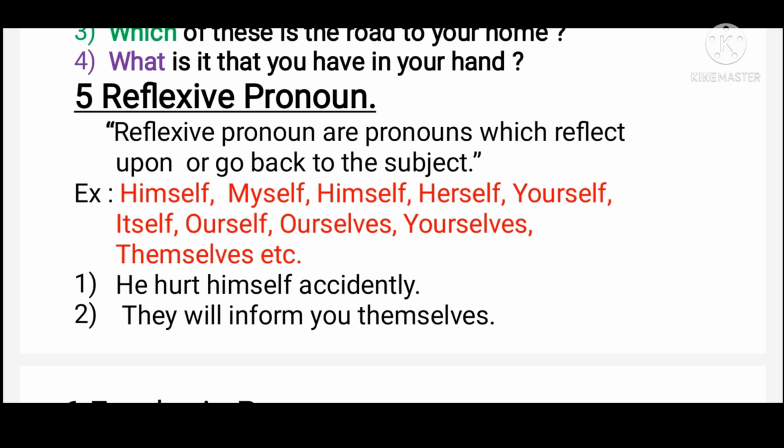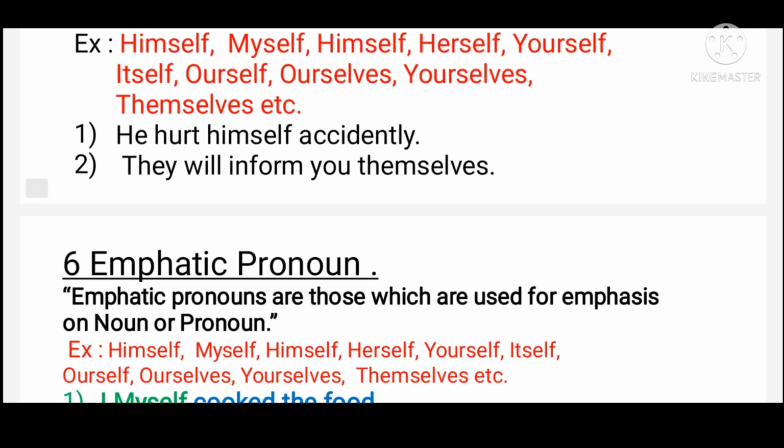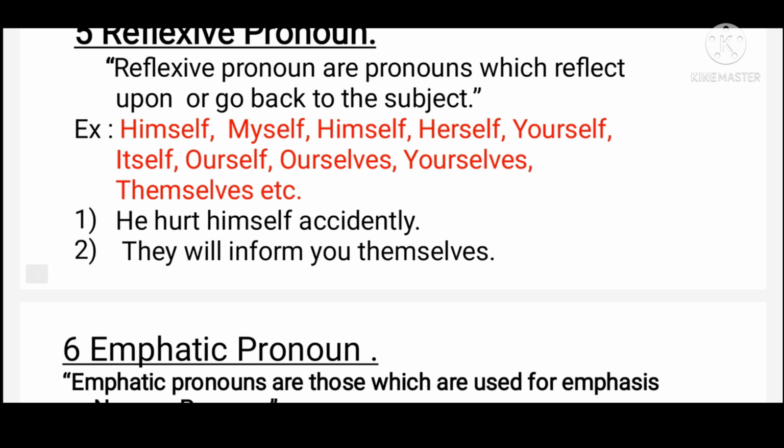As the definition says, it reflects upon or goes back to the subject. Let us see how exactly it goes back to the subject. For example, he hurt himself accidentally. Now look at the reflexive pronoun himself, which goes back to the pronoun he. He hurt himself. They will inform you themselves. Now the words himself and themselves go back to the subject. That is how it is known as reflexive pronoun.